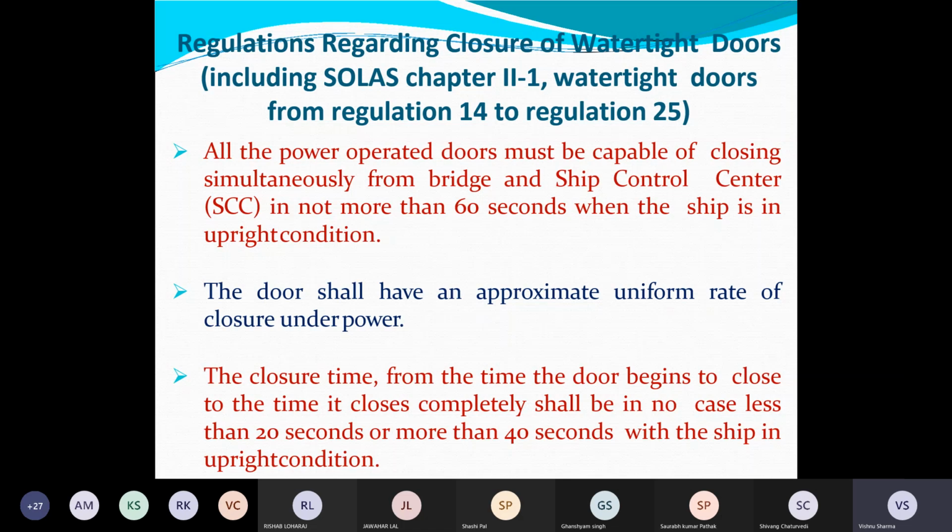No. And at the same time, it should not take unduly long. It should close in an interval of not more than 40 seconds. So that means when you give the command to close a watertight door, once it starts closing, the actual movement time for closing shall be between 20 seconds minimum and 40 seconds maximum with the ship in the upright condition.